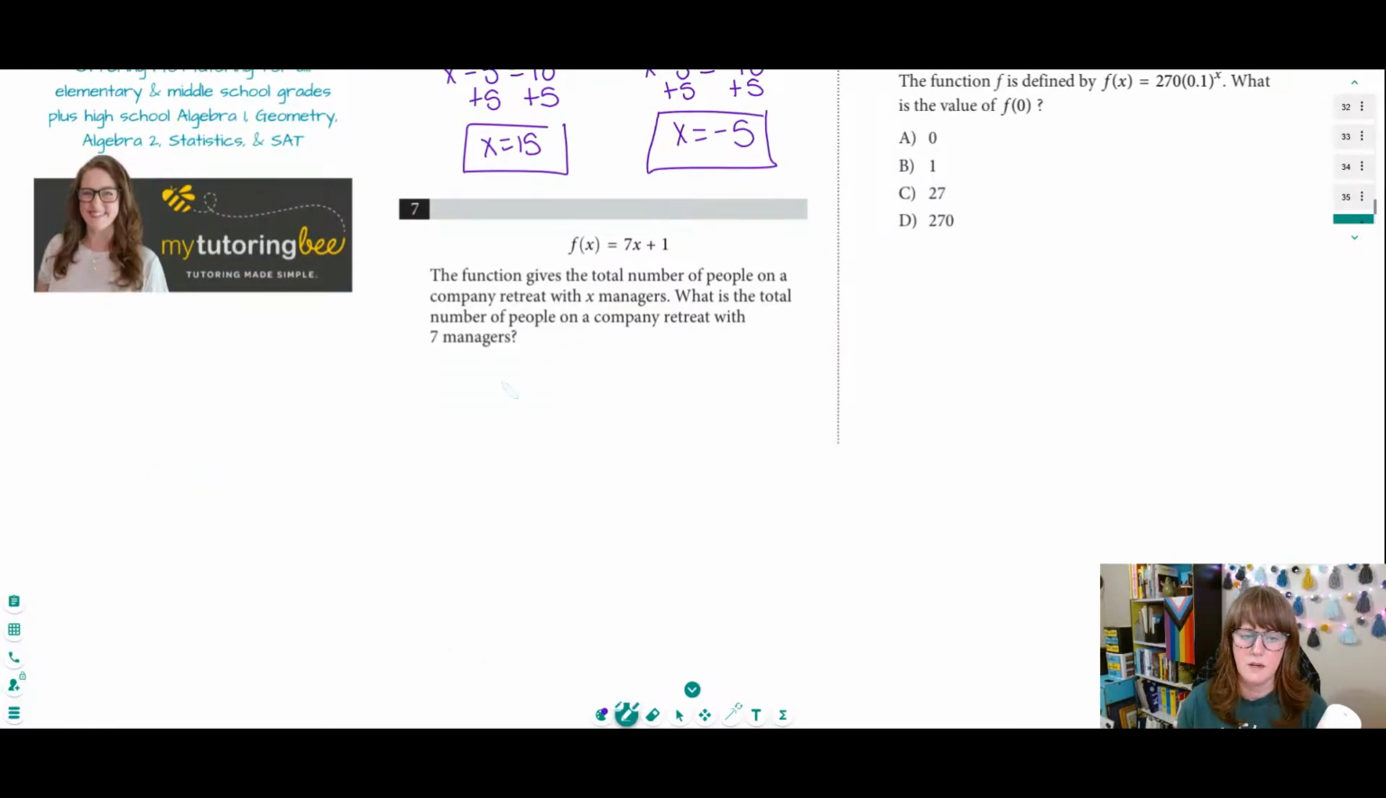Number 7, the function f of x equals 7x plus 1. If you're here watching for the PSAT, remember that f of x is just another name for y. It doesn't mean f times x. We're not talking about 2 different variables here.